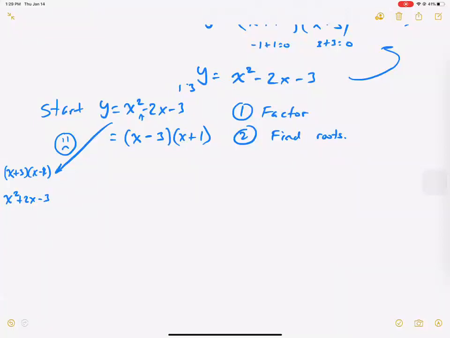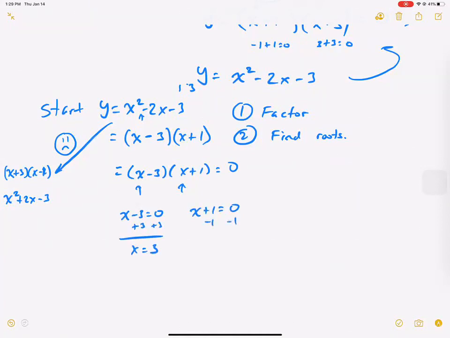Now from this step here, what would x be if I wanted to find the easy zeros of the problem? What numbers would I plug in for x to make this go to 0? And this actually goes back to what we just did. x minus 3, what would x be to become 0? And x plus 1, what would x be to become 0? Add 3 on my left. x is going to be 3. Minus 1 on my right. x would be negative 1.